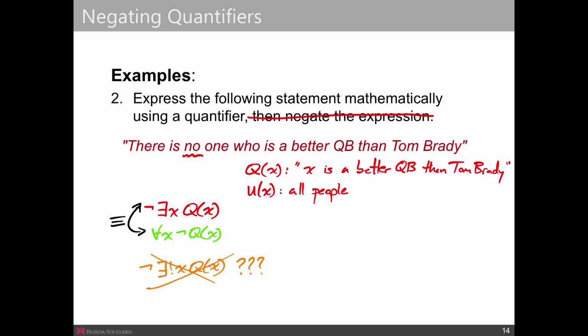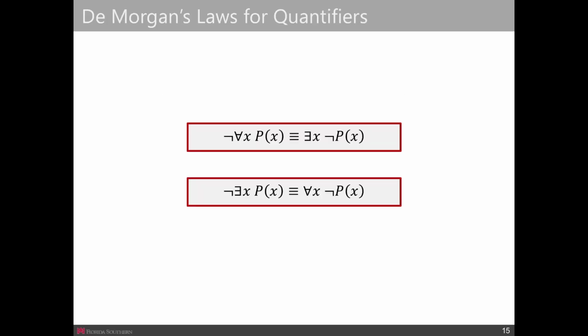Well, it turns out that when we negate expressions in quantifiers, we can distribute that negation in the same way that we distribute negations into compound propositions. And you might recall that we used De Morgan's law to do that. So De Morgan's law also applies to quantifiers. If we are trying to negate a universal quantifier, the universal converts to an existential, and then the negation moves inside. If we negate an existential, the existential converts to a universal, and the negation again moves inside.